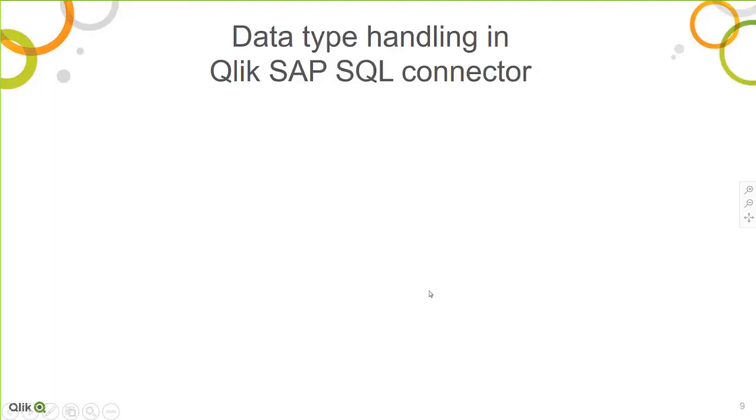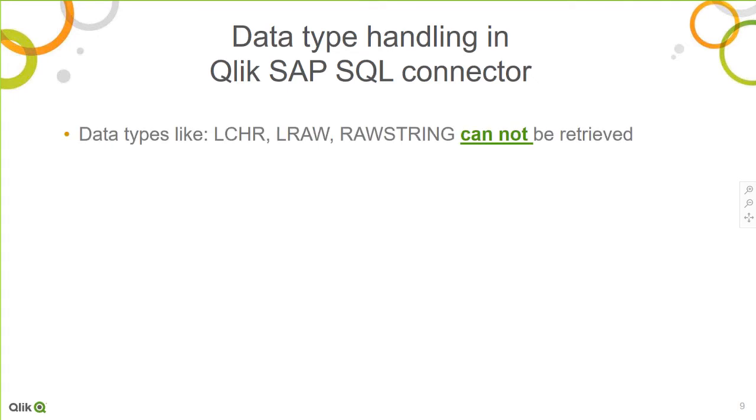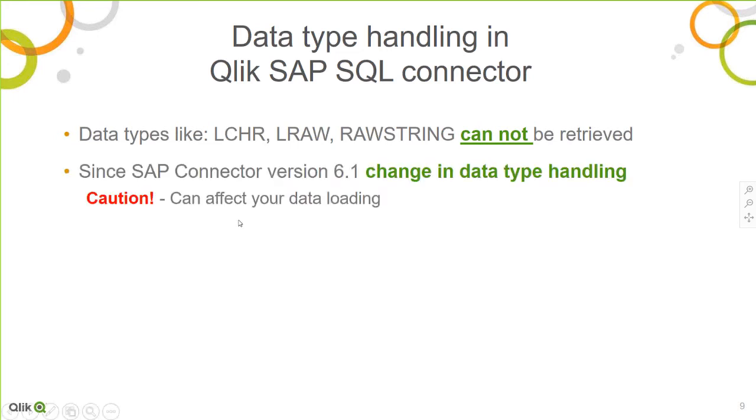Talking more about data types. As mentioned, some data types cannot be retrieved, which is long char, L-row, and row string. So this is not possible. And one important note here. Since the connector version 6.1, we changed the data type handling. So the architecture changed a little bit. And this is something you need to be aware of.